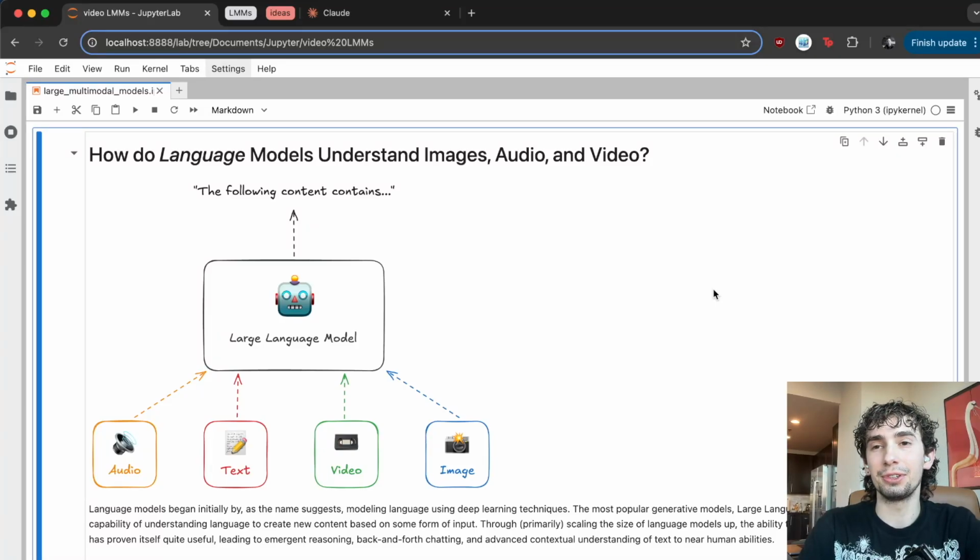Hello everybody, Adam Lusick here, and today we're going to be talking about how large language models are starting to be able to process multiple modalities, specifically images, videos, and audio.